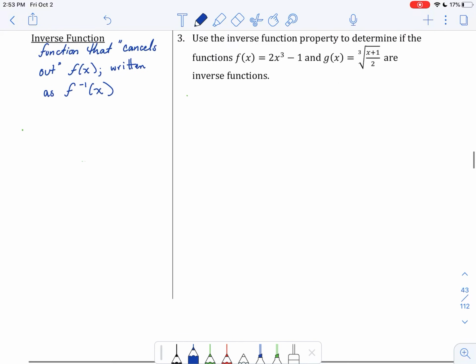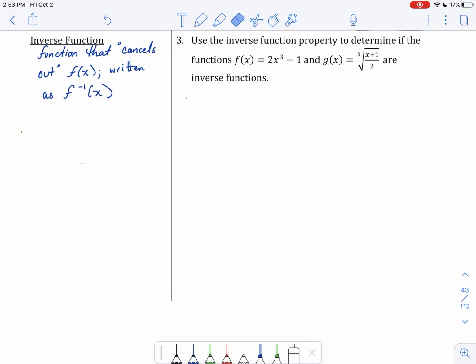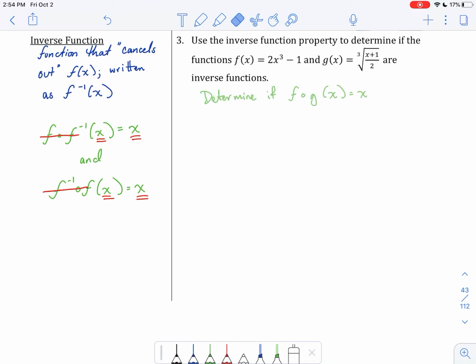One other really important fact about inverse functions, which I alluded to in the last lesson, is that when you compose a function and its inverse, they will cancel out, meaning that no matter what order they are in, we are going to end up with just the variable on the other side. They cancel out, they undo each other, and we just end up with x. So for 3, it asks, use the inverse function property to determine if the functions f and g are inverse functions. So what that means is that we want to know if f of g of x is equal to x. So we will plug those in and see.